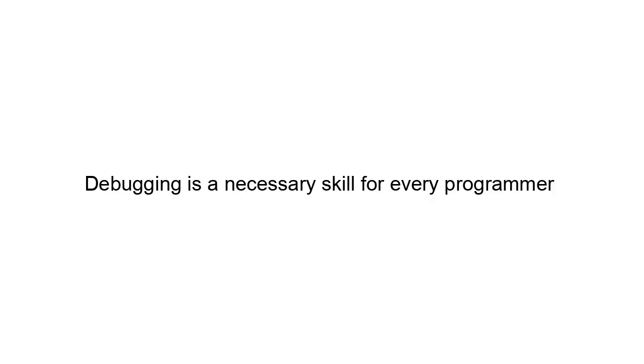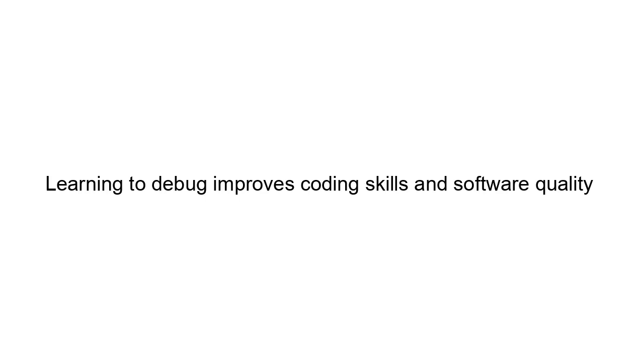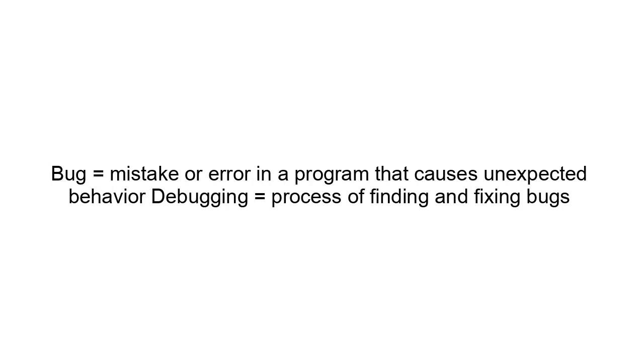Important point: bugs are normal in programming. Debugging is a necessary skill for every programmer. Learning to debug improves coding skills and software quality. Simple definition: bug equals a mistake or error in a program that causes unexpected behavior. Debugging equals the process of finding and fixing bugs.